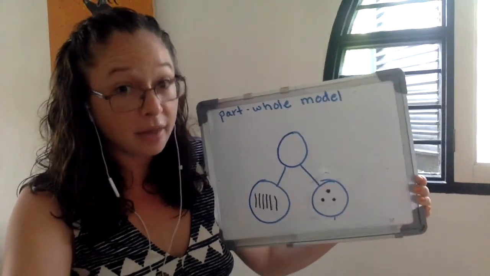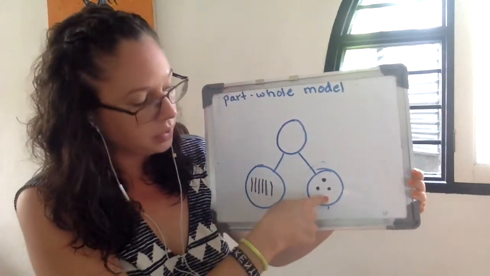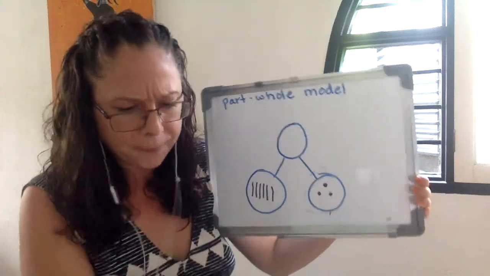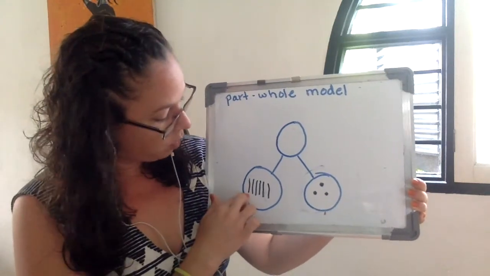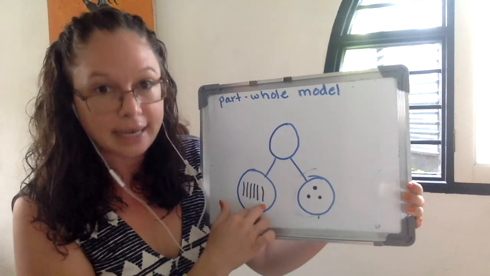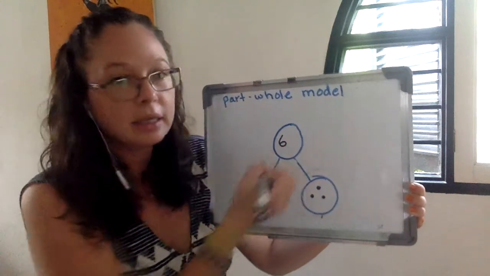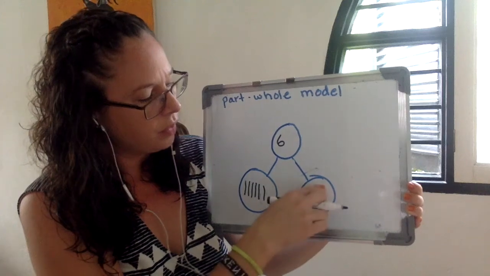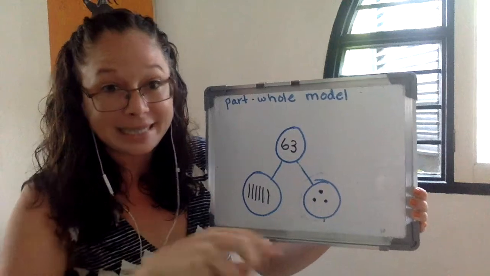Now, this is one of the other numbers we were looking at, but here we have our two parts, but we aren't sure of the whole. How could we figure that out? First, let's count our tens. 1, 2, 3, 4, 5, 6. There are 6 tens. And how many ones? 1, 2, 3. 3 ones. Our number is 63.